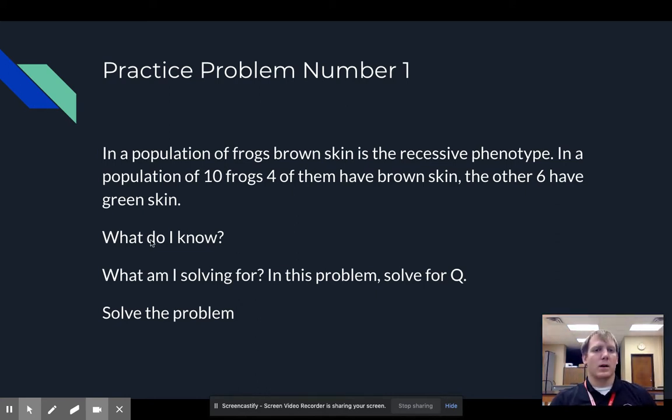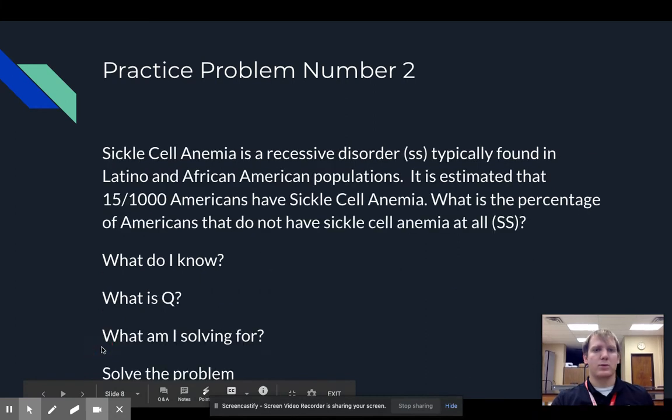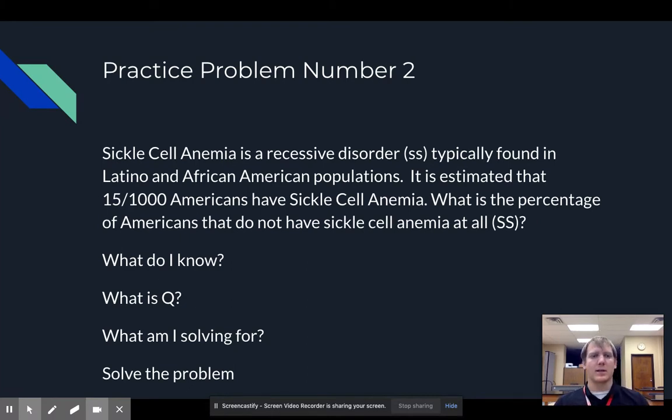All right, so practice problem number 2. This one's about sickle cell anemia. I'm going to go ahead and erase my whiteboard while I'm working on this. Sickle cell anemia is a recessive disorder known as little s, typically found in Latino and African American populations. It is estimated that 15 out of 1,000 Americans have sickle cell anemia. 15 out of every 1,000. So I'm going to write that down.